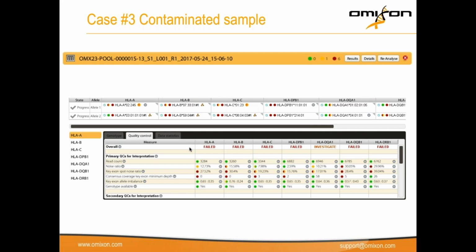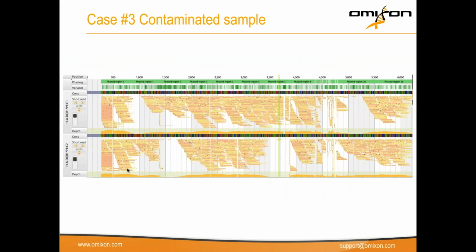The following primary QC metrics are failing across all loci: key exon spot noise ratio, consensus coverage key exon minimum depth, and the noise ratio. This is a typical example of mixed signals coming from a contaminated sample. To confirm, we should check the short read alignment and the noise in the genome browser. So let's use HLA-A as an example.